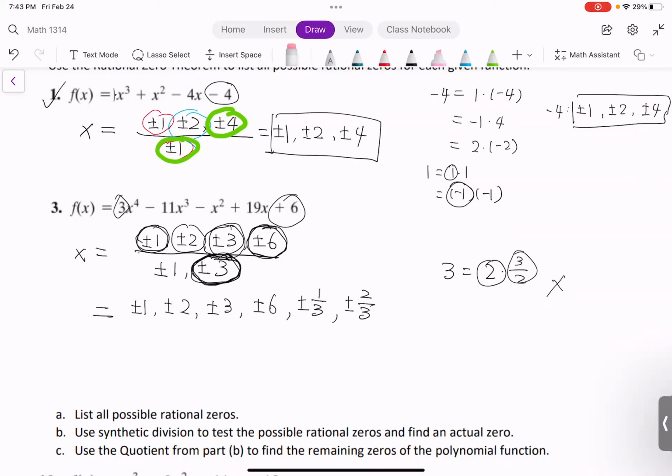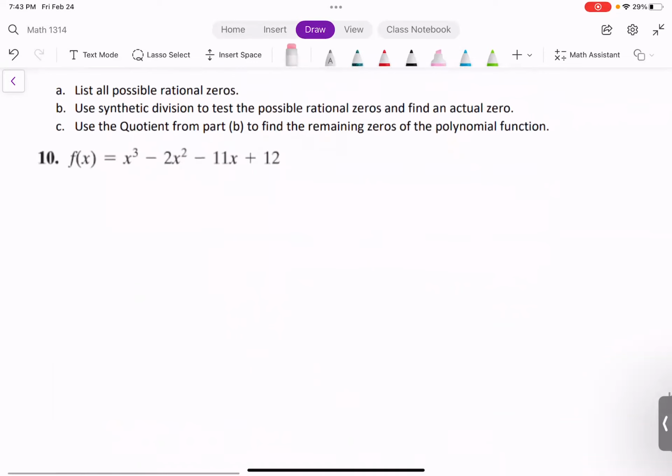So let's see, 1, 2, 3, 4, 5, 6, and 1, 2, 3, 4, 5, 6. We have 12 possible rational zeros here. Okay, let's see the next example. First step, we need to list all possible rational zeros.